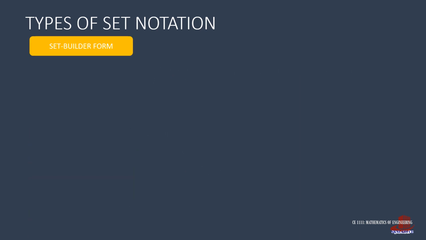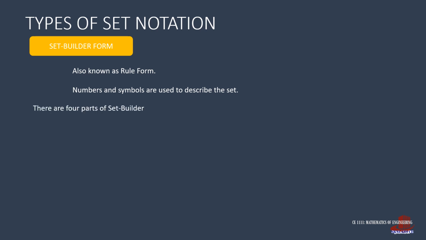The second way of writing sets is set builder form, which is also termed as rule form. From the name, this notation also describes the set, but not anymore in words. The sets are written in mathematical statements. In this type of form, there are four distinct parts. They are the curly brackets, variable, vertical bar separator, and the logical predicate.